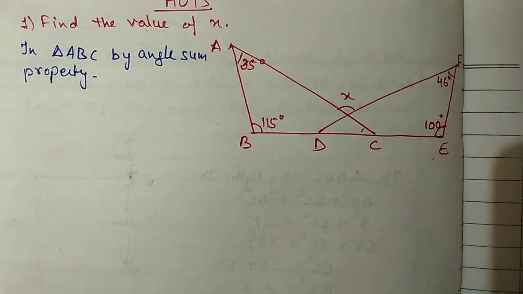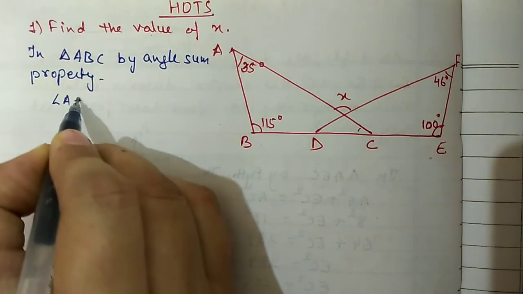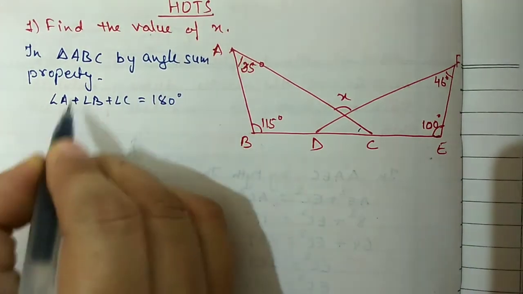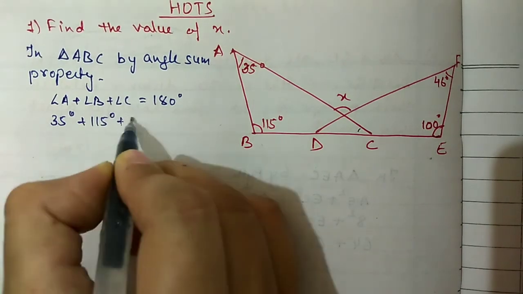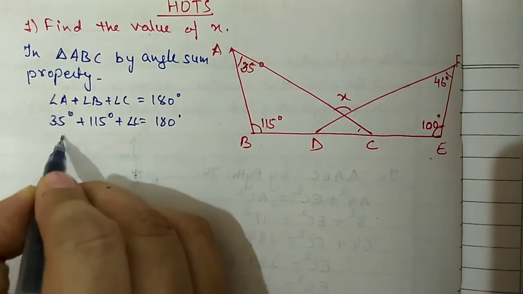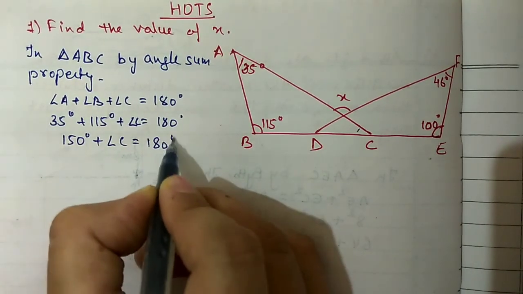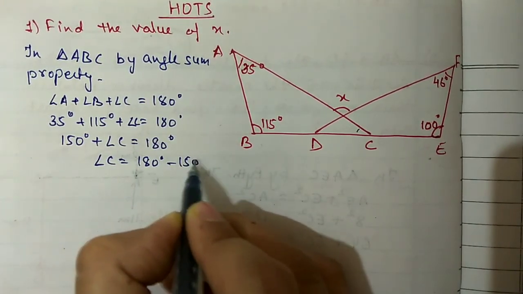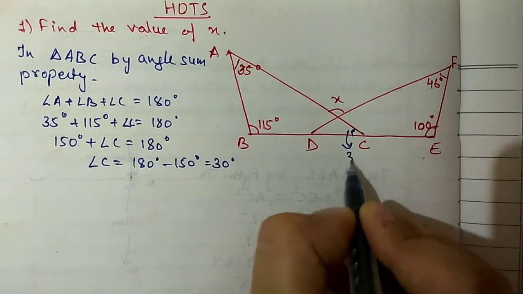So in triangle ABC, by angle sum property, angle A plus angle B plus angle C will be equal to 180 degree. So this is given 35 degree, 115 degree plus angle C equal to 180 degree. So it will become 150 degree plus angle C equal to 180. So angle C will be 180 minus 150 equal to 30 degree. It means this angle we got 30 degree.